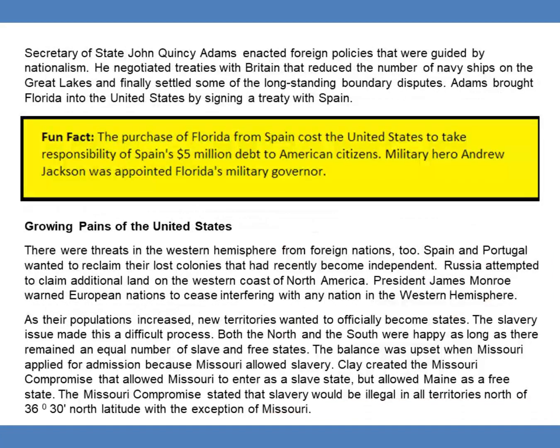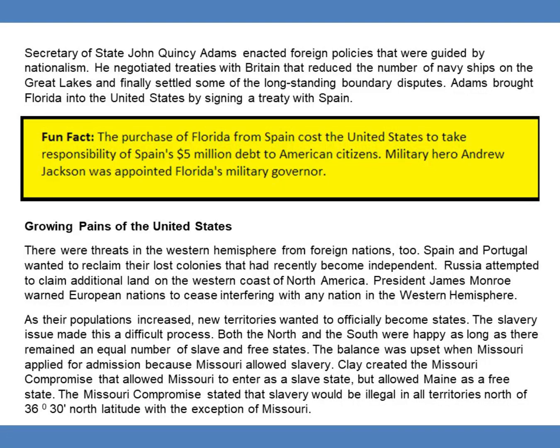Secretary of State John Quincy Adams enacted foreign policies that were guided by nationalism. He negotiated treaties with Britain that reduced the number of Navy ships on the Great Lakes and finally settled some of the long-standing boundary disputes. Adams brought Florida into the United States by signing a treaty with Spain.